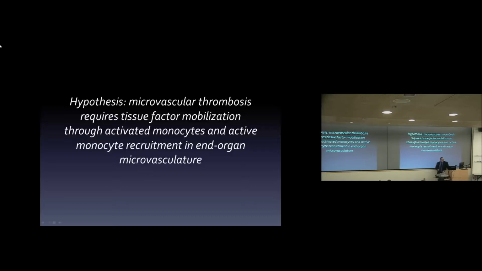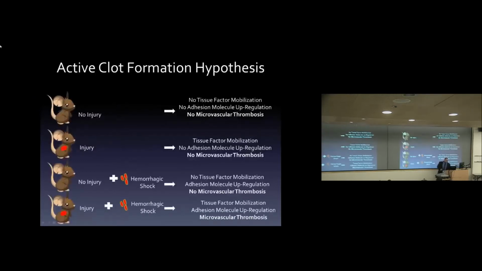So we hypothesized, but by generating a hypothesis, it allows you to ask a testable question so you can design your experiment to actually come up with an outcome and decide what's actually happening. So we said, okay, well, maybe this microvascular thrombosis requires tissue factor mobilization as a first step, but then actually requires an active recruitment of the monocytes and the clot-forming units in the microvasculature. So how do we test that?